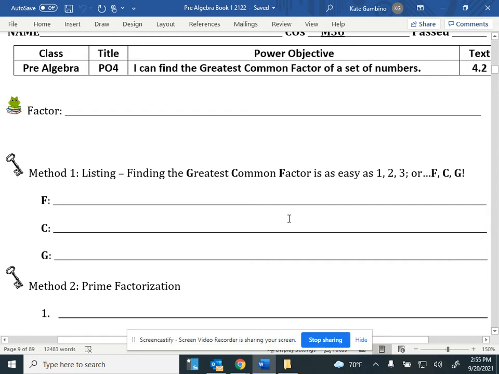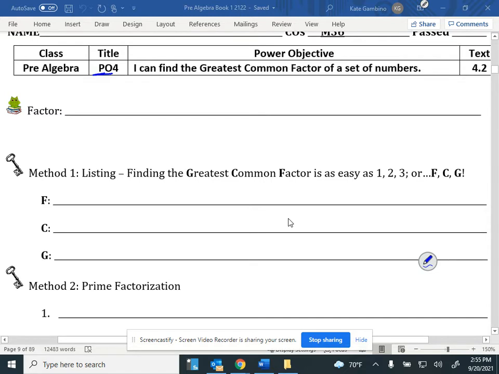Hello, today we are working on PO4, the greatest common factor of a set of numbers. That greatest common factor is a PO, that means it is a power objective, and that means we need to make sure that we pass all of our POs so we can move on to algebra next year.